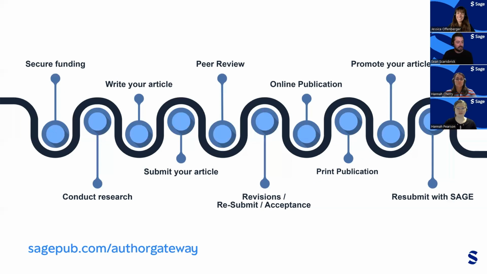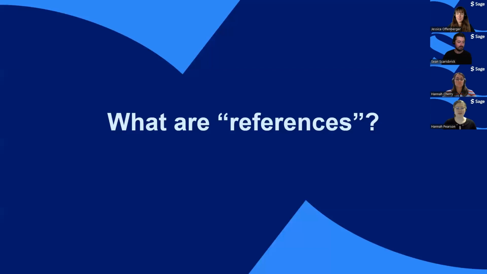So on your screen here, you'll see an illustration of the typical author journey, moving from the early stages of securing funding, conducting research, all the way through peer review and publication. Today, we're focusing specifically on how to conduct a reference search and format your reference section. We encourage you to go back and watch recordings of other topics we've covered in the series, including how to write and format a manuscript and how to navigate the peer review process.